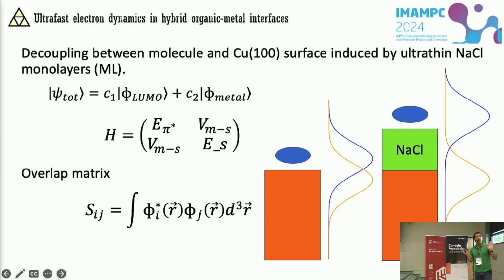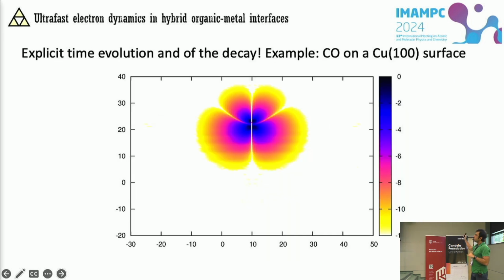And since I like simple systems, we can expand the Hamiltonian in the basis of the molecular and surface states, and the terms which are not diagonal are the couplings. These couplings are related to the overlap matrix. So if we introduce some sodium chloride layers, we are going to decouple and reduce the mixing between the molecule and the surface.